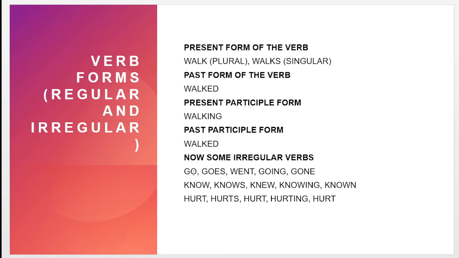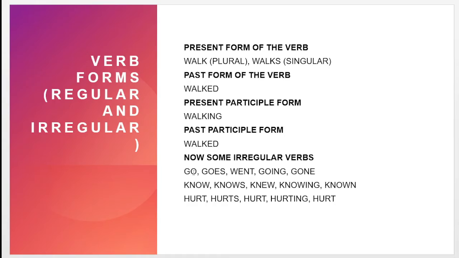The present form of the word, for example the word walk: walk is plural, which means that when you have a plural subject you use walk. When you have a singular subject you use walks. The past form is only one, walked. The present participle form, which you use for continuous tenses, is walking. The past participle form, which you usually use for perfect tenses, is walked.